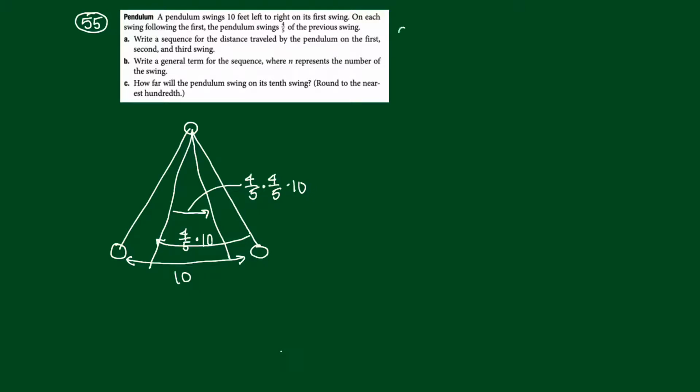So for part A, the first swing was 10. The second swing was 4/5 of 10. And the third swing was 4/5 of that 4/5 of 10. Let's see what these are. We'll get 10, and then what do you get here? Well, 5 into 10 is 2. 2 times 4 is 8. And then what do we get here? Well, we just found that to be an 8, right? So let's draw this out. This is going to be 4/5 of 8. All right, so here's part A: 10, 8, and 4 times 8 is 32 over 5.